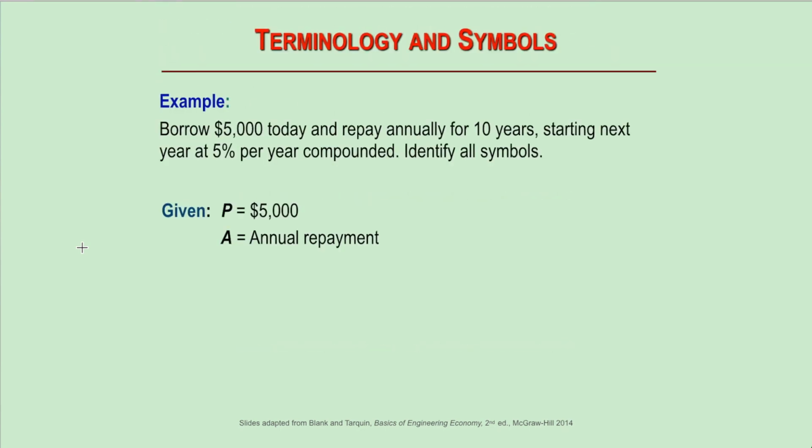Next, we have A, which is the amount of annual repayment that is being repaid for 10 years. So then we have N equal to 10 years. And then we have I, which is the compound interest rate of 5% per year. And then we have T, which is a time index that starts from year 0 to year 1 to year 2 until year 10. And F is not used in this example.